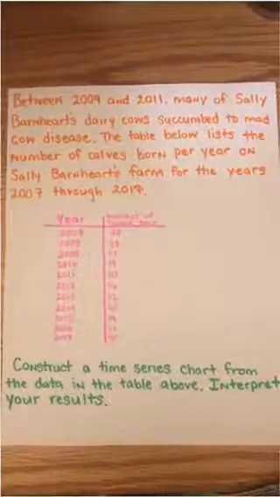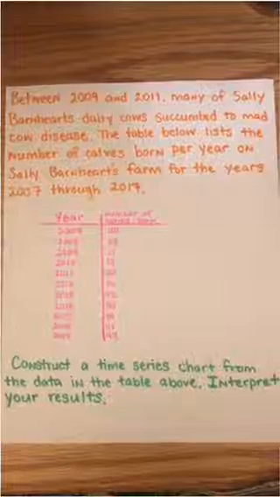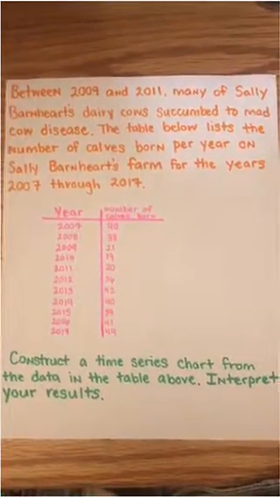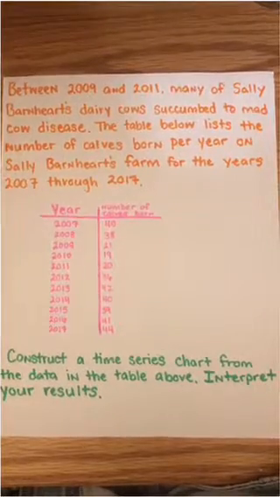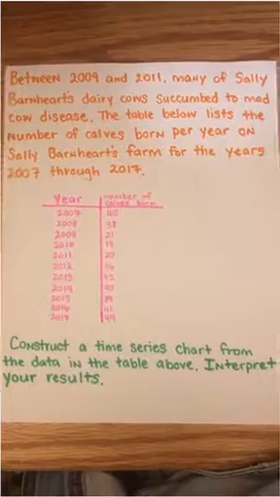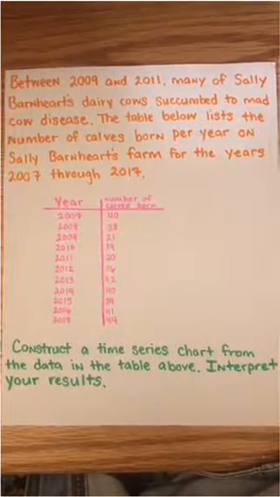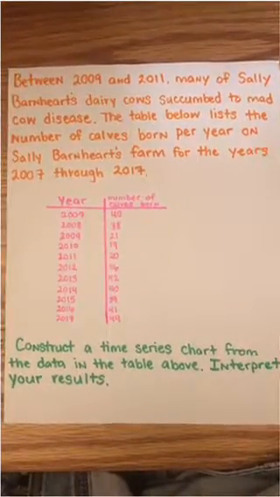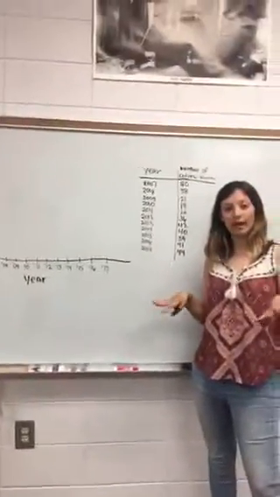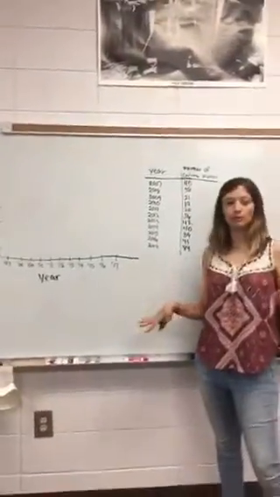Between 2009 and 2011, many of Sally Barnhart's dairy cows succumbed to mad cow disease. The table below lists the number of calves born per year on Sally Barnhart's farm from the years 2007 through 2017. Construct a time series chart from your data in the table above. Interpret your results. Okay, y'all, last thing really quick on paired data sets. Last thing for 2.2, okay?